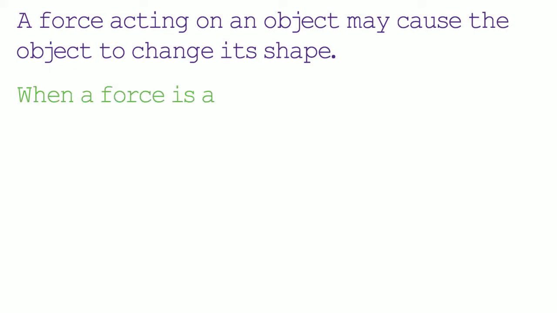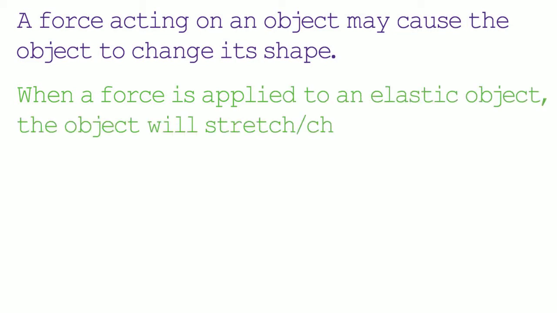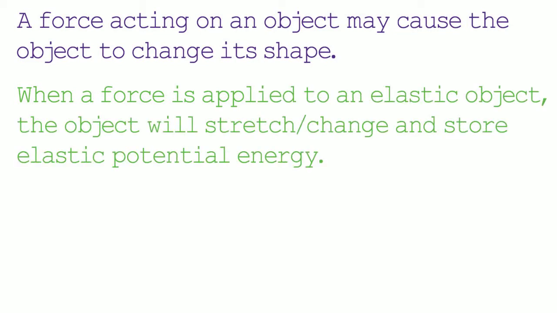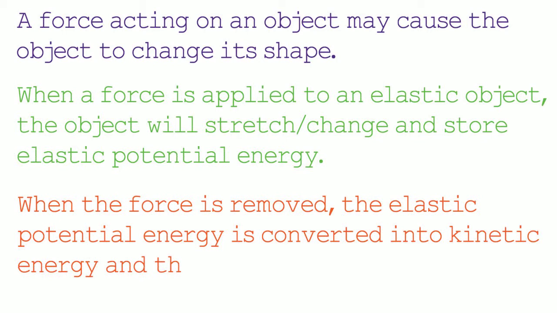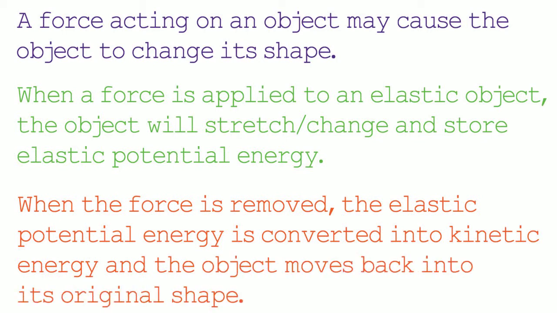When a force is applied to an elastic object, the object will stretch or change and store elastic potential energy. When the force is removed, the elastic potential energy is converted into kinetic energy, and the object moves back into its original shape. An example of an elastic object is a spring.